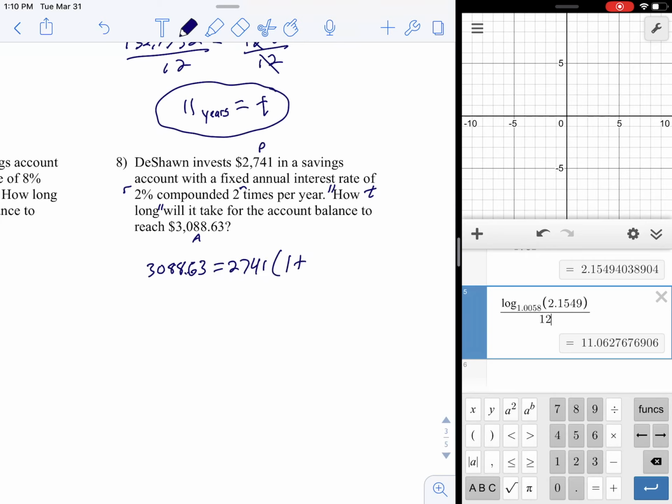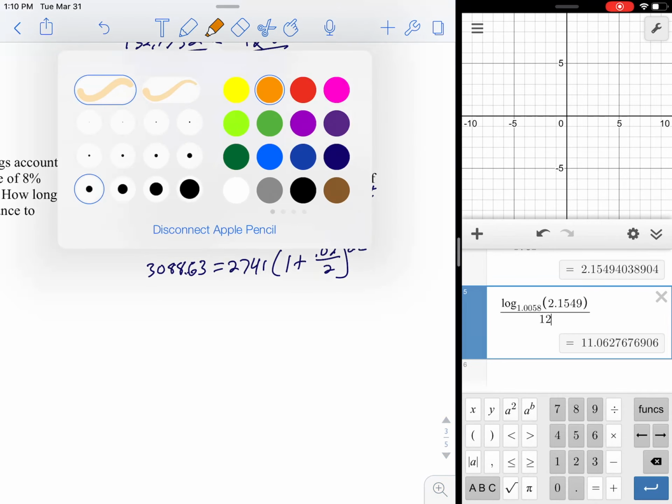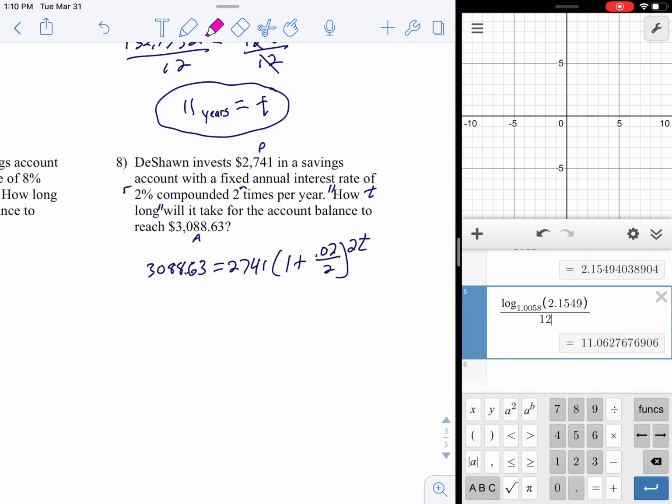One plus r over n, 0.02 over 2, to the nt, 2t. So just review this real quickly. The principal goes here for P. The rate up here, where the decimal moved 2 places. N is down here and up there. The total amount right there.